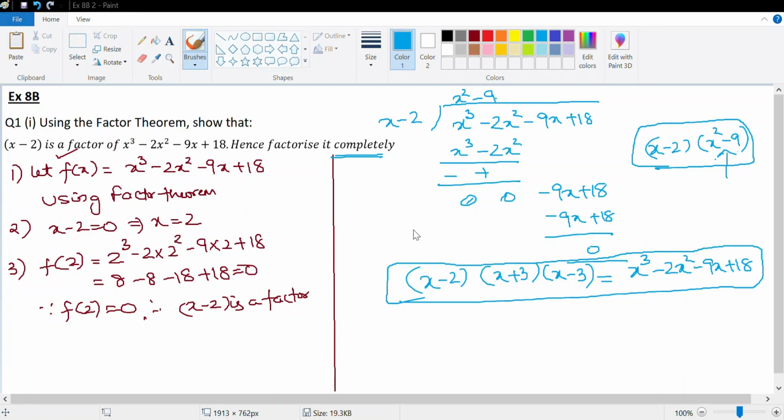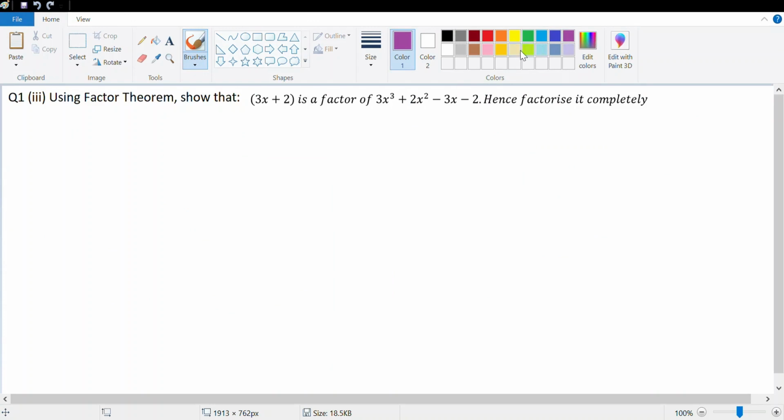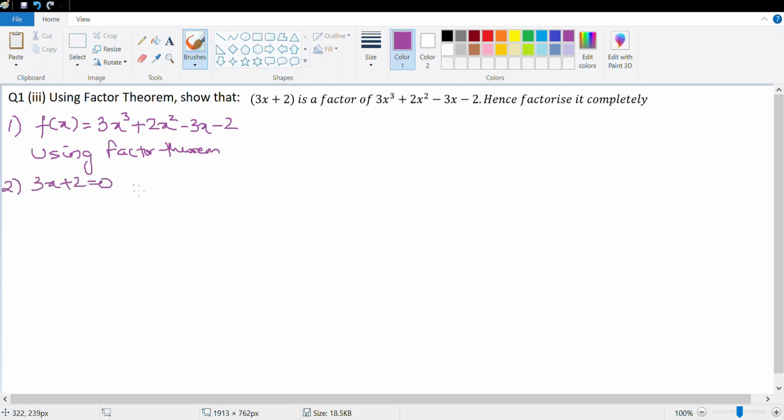In this question, we were already given one factor. When we do further questions, we will still have to figure out the first factor on our own. So this is question number 1, part 3. It says, using factor theorem, show that 3x plus 2 is a factor of the given expression. So f(x) is equal to 3x cubed plus 2x squared minus 3x minus 2. Using factor theorem, what we have is 3x plus 2 is equal to 0. This gives us x is equal to negative 2 by 3.